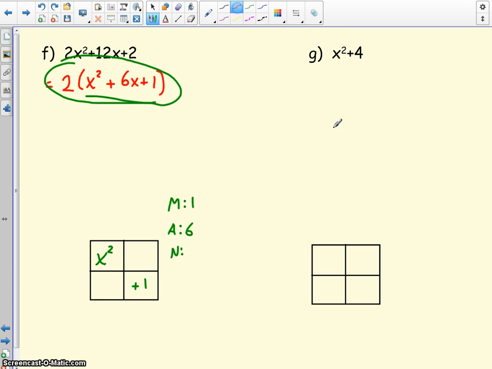And G, we've already seen ones like it. We had t² + 4 in an earlier example when we were trying to factor it. Here we have x² + 4, same thing, different variable. I would need two numbers that multiply to positive 4 and add to 0, and again, that is just not possible. So this one does not factor.